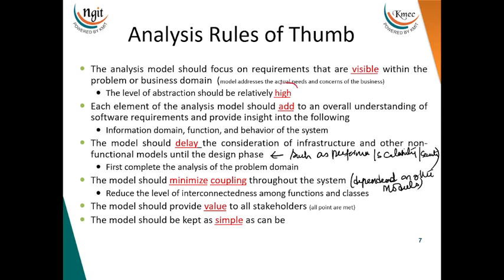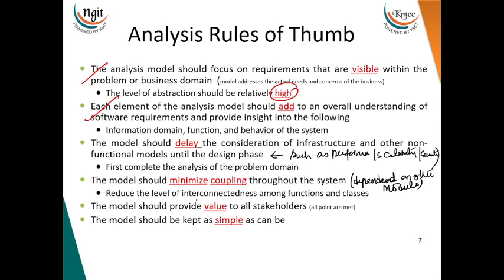The level of abstraction should be very high, meaning point to point: what are the very important points? Each element of the analysis model should add to the overall understanding of the project. Information about the function and behavior of the system should all be added to the overall understanding of the software requirement. The model should delay infrastructure; things such as performance and scalability, the non-functional requirements, should not be mentioned initially in the first phase, because they make the stakeholder very nervous.